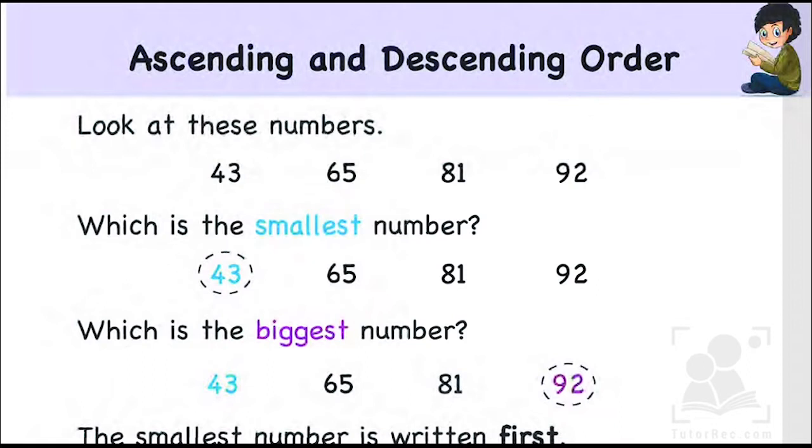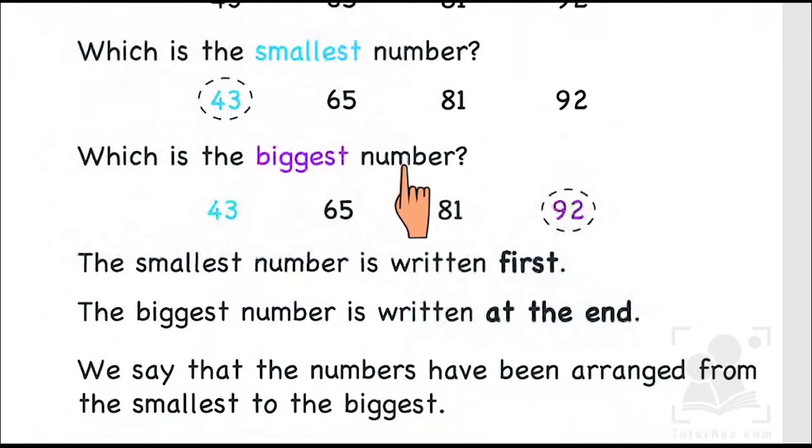So let's start. Look at these numbers: 43, 65, 81, 92. Amongst these, which is the smallest number? 43 is the smallest number, that's why it has been highlighted. Now which is the biggest number? 92 is the biggest number, that's why it has been highlighted.